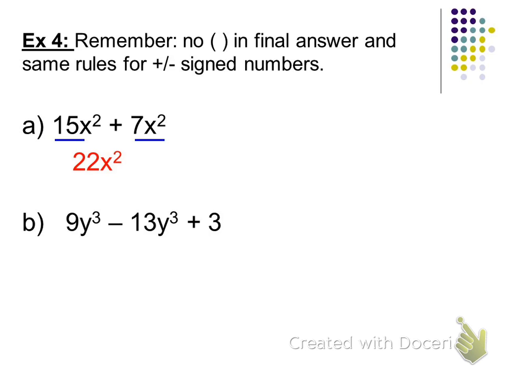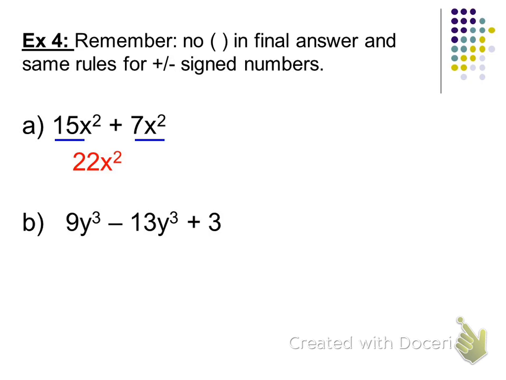Do it like 22x to the 4? Oh, very good question. The variables and the exponents do not change when you're combining like terms. When they match, that just tells you that you have like terms, and then you add or subtract the coefficients. I like to think of these as like 15 apples and 7 apples. That doesn't give you like 22 apple bananas, right? You don't change the variable, you don't change the exponent, you just add or subtract the coefficients. Questions? All right, let's try part B.